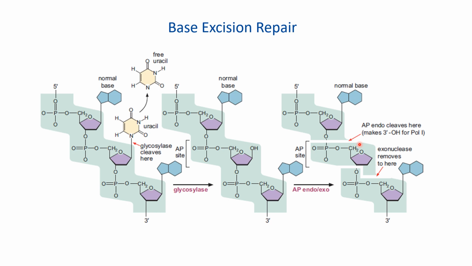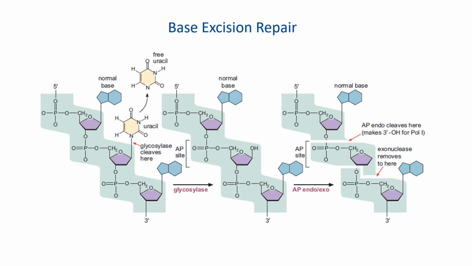So there is a necessity that a 3' hydroxyl group should be there so that it can catalyze the polymerization. So now the polymerase will come, and finally the ligase will seal the nick. That is basically the crux of the base excision repair.